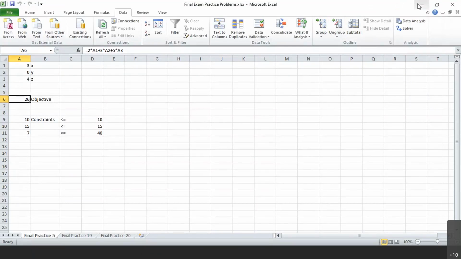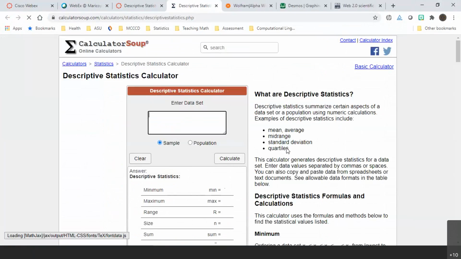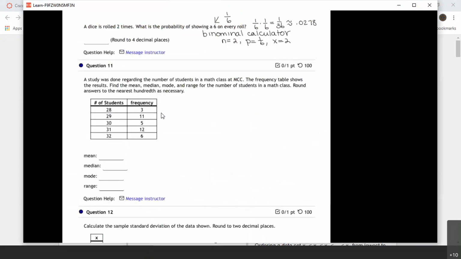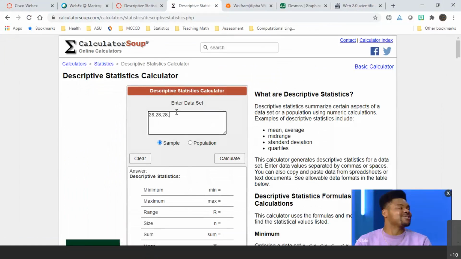So I'm going back to our course. Here's the descriptive stats calculator. Entering the data set: 3 28s, 11 29s, 5 30s, 12 31s, and 6 32s. So you need to actually type them in like this. So 28, 28, 28. It's tedious, but it will work.